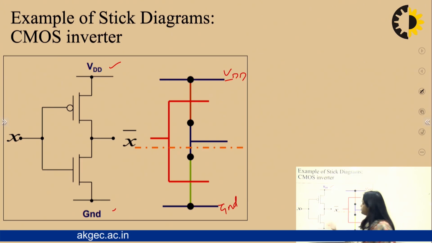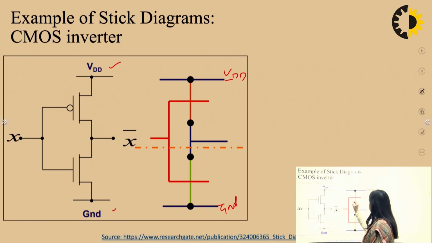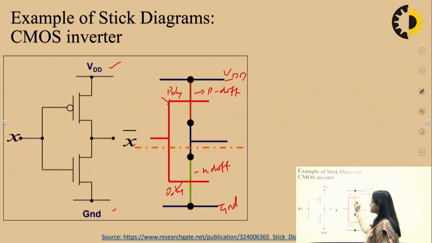Now I have to make two transistors, one PMOS and one NMOS. To implement PMOS, P diffusion must be crossed by polysilicon. So the brown color line is crossing with the red color. Red is representing poly and this is representing P diffusion. Here, to implement NMOS, this is N diffusion and again this is poly. So this crossover is representing PMOS, and this crossover is representing NMOS.